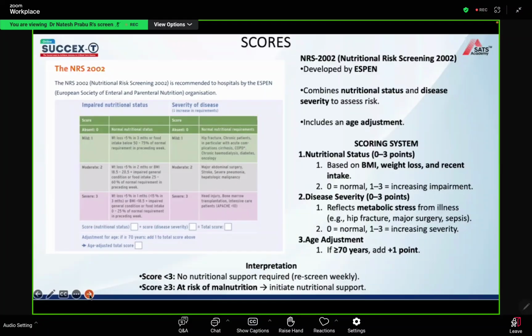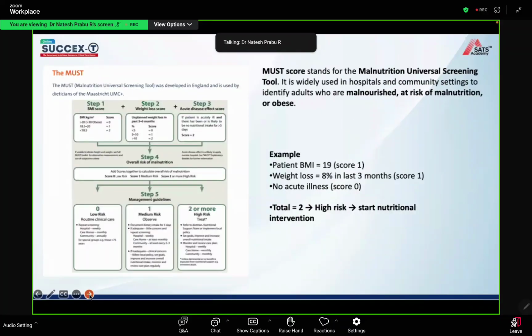The NRS, which was developed by the ASPEN guidelines, contains nutrition status, disease severity, and age adjustment. The interpretation is: a score of less than 3, no nutritional support is required, and rescreening is required weekly. More than 3, they are at risk for malnutrition, so initiation of nutrition support is very important. The other score is the MUST score, that is the malnutrition universal screening tool.